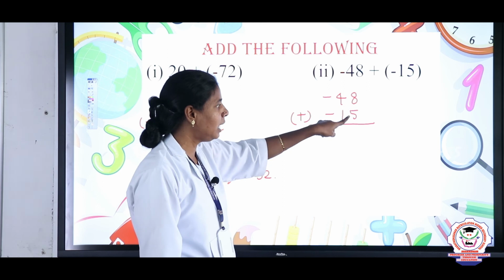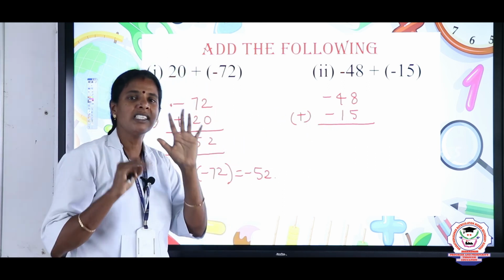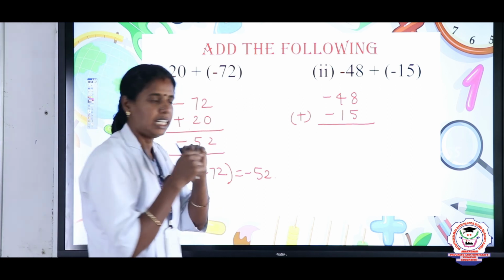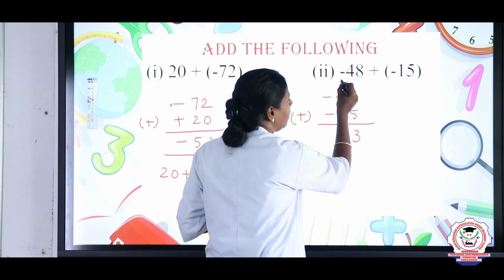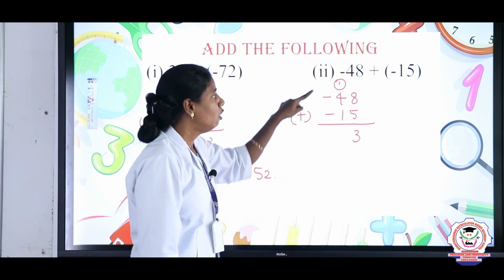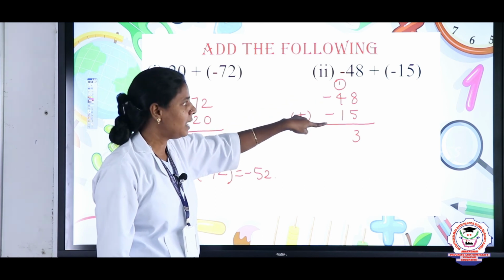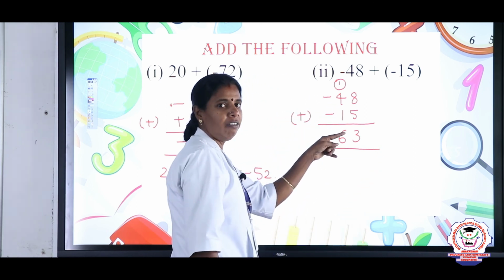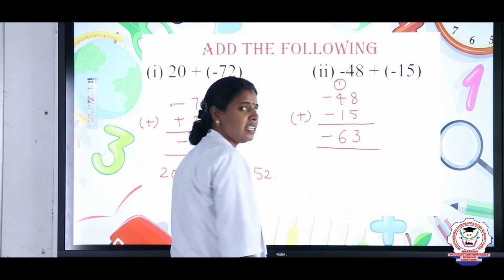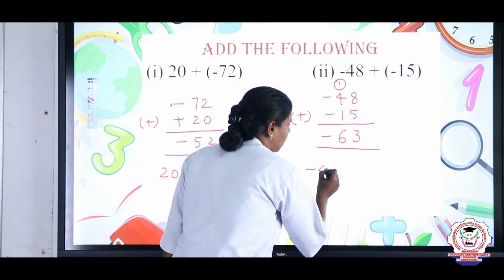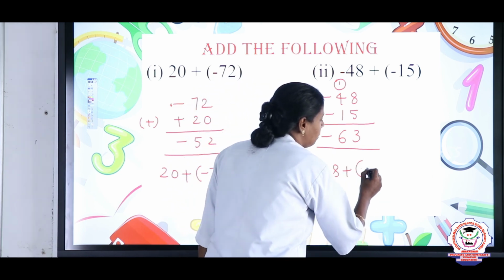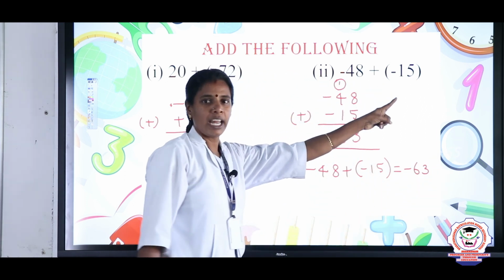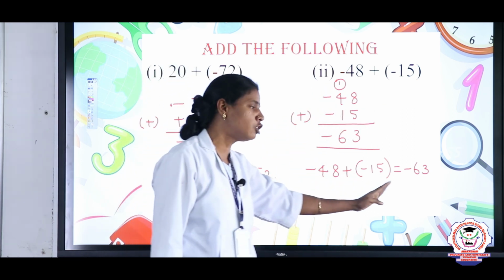So first add 8 plus 5. What is 8 plus 5? 8, after that 9, 10, 11, 12, 13. So 13, write 3, and the remaining is 1. Now 4 plus 1 is 5. 5 plus 1 is 6. So the answer is 6. Both the integers are negative, so the answer is also negative. So minus 63. The question is minus 48 plus minus 15, which gives minus 63. Both the integers are negative, add both the integers, and the answer is also negative.